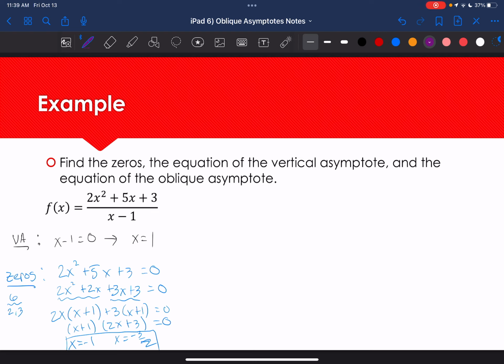Now, the slant asymptote, or the oblique asymptote, is the most work because we have to do division.